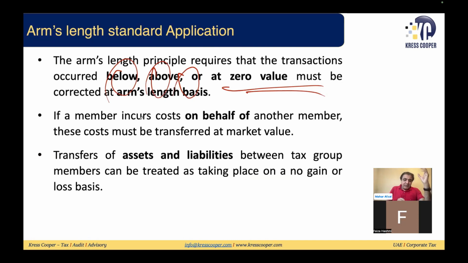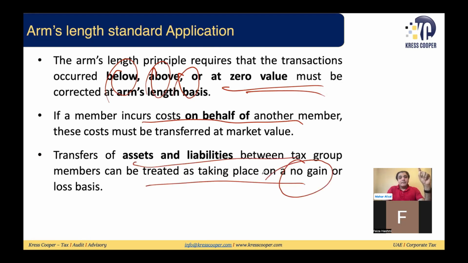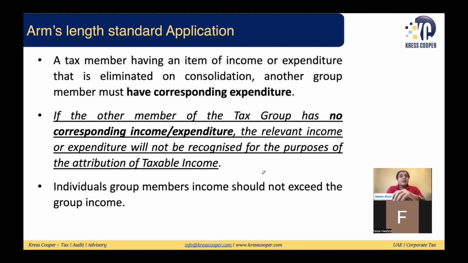Now, if one member has incurred a transaction on behalf of any other member, they need to charge at the market value. Assets and liabilities should be reported at zero, as given in the law and in the financial statement. We should not change this. Basically, the asset and liability transfer within a tax group can be treated as taking place at no gain, no loss, as given in Article 26 of the law, for members of a tax group.